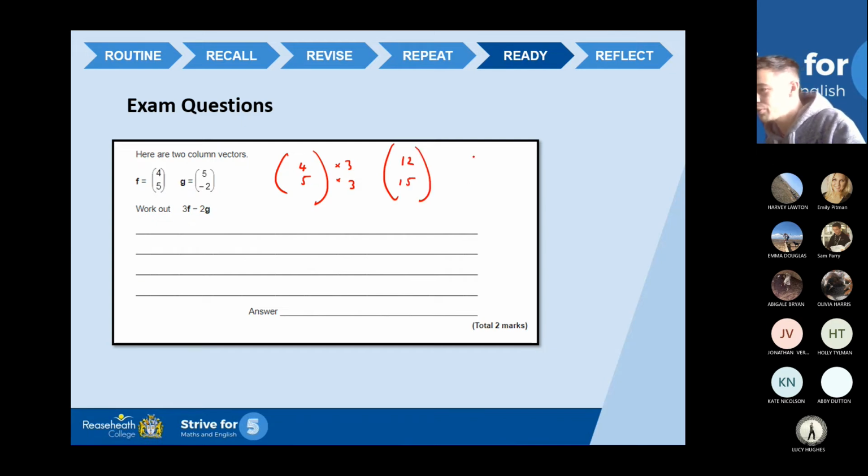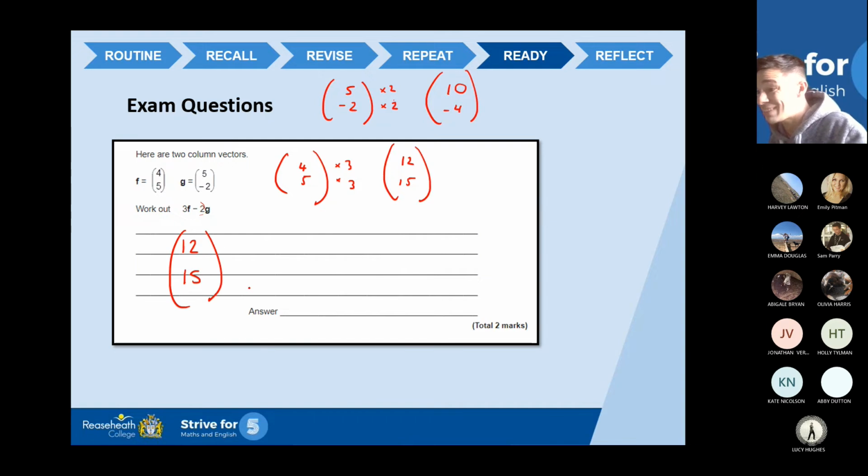The next one was (5, minus 2), and then we're timesing that by the number 2, aren't we? So top times by 2, bottom times by 2. That's going to give me 10 and then minus 4. So that's my new value here. So 12, 15.